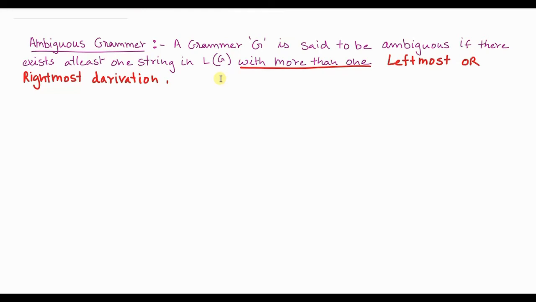Okay, so in general what we say is that for either the leftmost derivation or the rightmost derivation of a particular string in the grammar, if more than one parse tree is possible, then the grammar is ambiguous. Or you can also say that if for a particular string in the grammar there is more than one leftmost derivation possible, or more than one rightmost derivation possible, then also the grammar is said to be ambiguous. Now let us see how to determine whether the grammar is ambiguous using an example.